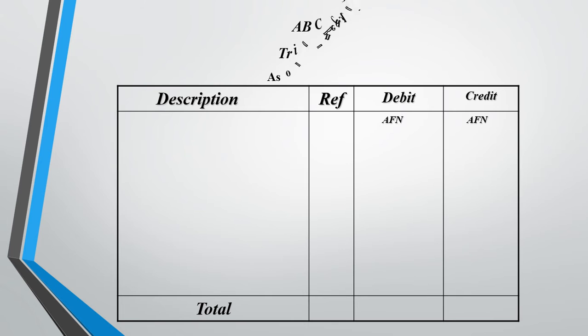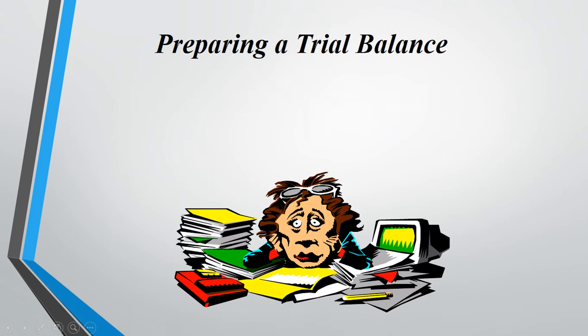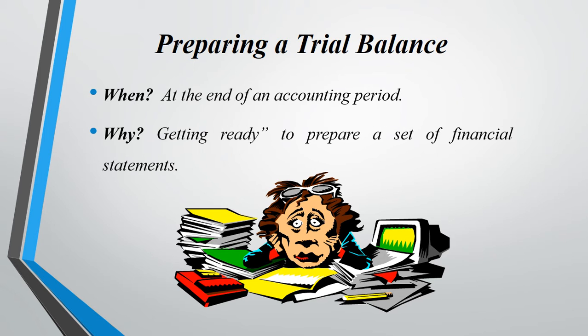This is the format of the trial balance: description, reference, debit, and credit items. The trial balance should be in that format. We prepare a trial balance at the end of an accounting period. The period could be 3 months, 6 months, 9 months, or 1 year, but most companies prepare the trial balance for a period of 1 year.